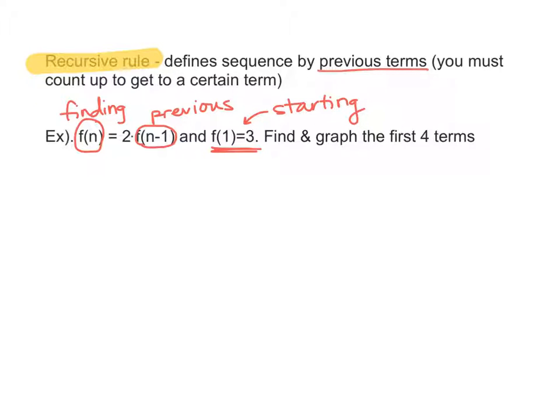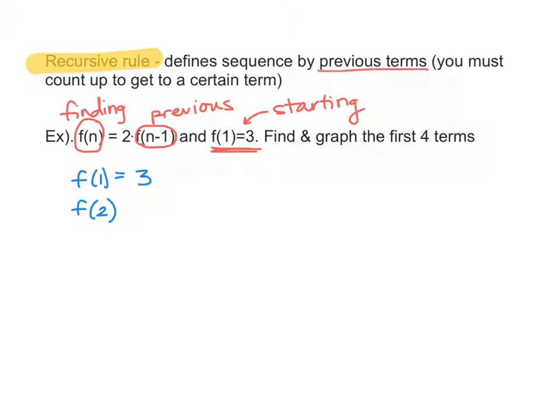and we have to know that, or we can't actually figure out any of the terms. So they want us to find, it says find the first 4 terms, and I may even find the next 4 just so you have a better example. So for instance, f of 1, they already give us. They tell us that is our starting point and it's 3.